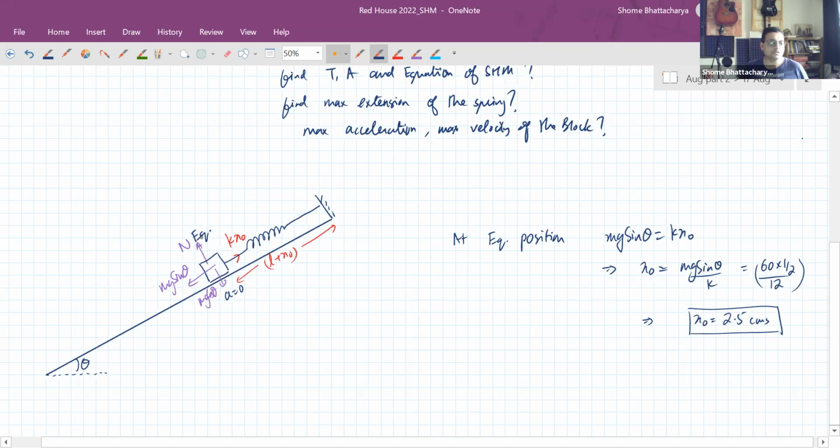Now also this equilibrium position should be taken as our mean position. I'll take the displacement from the mean position as S. So now from here you can see that if we take the block to a position where it is above this point by displacement S, or we take it to a position where it is below this point by displacement S, like this.